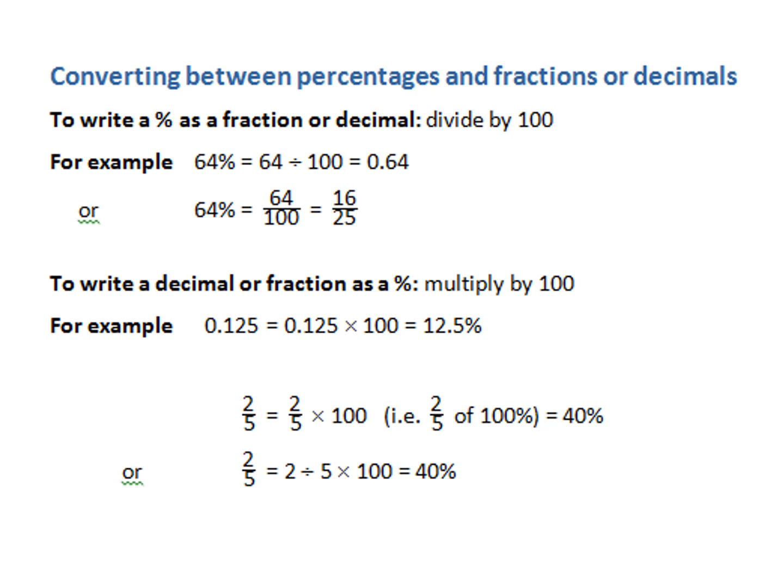So 2 over 5 times 100 is 40%. And you could do it the other way around, where 2 over 5 times 100 gives you 40. So lots of different ways of coming to the same answers.